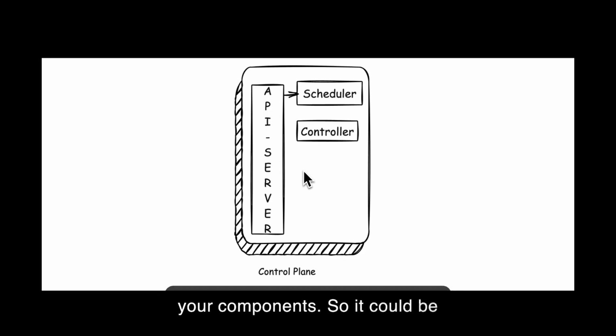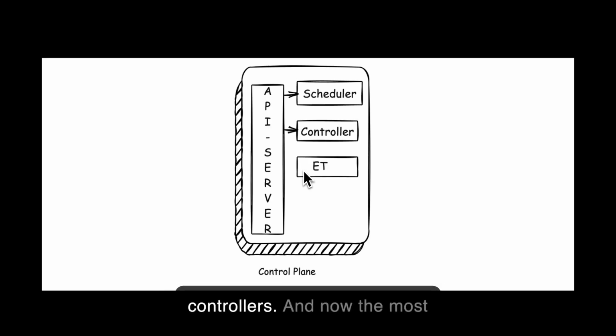So it could be a node, it could be a pod, it could be a deployment. All of this desired state is managed by the controllers. And now the most important thing is etcd. So I just said that my job is to provision 2 pods. I did it. The scheduler places them and the controller is taking care of it.